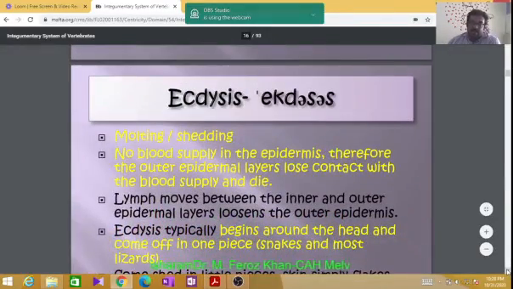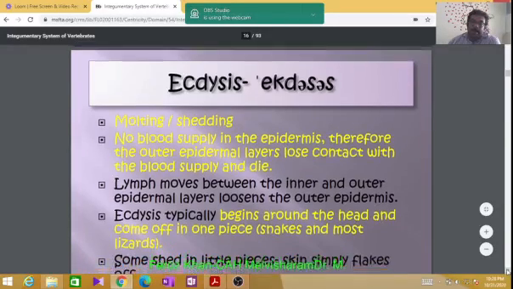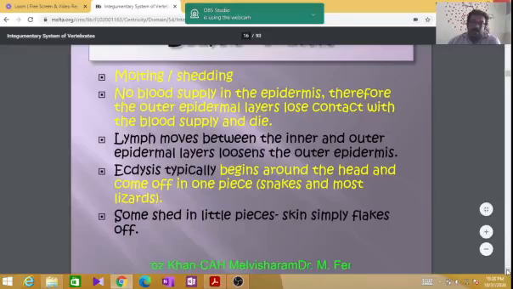Ecdysis. It is the molting or shedding of skin. Why does it happen? Because there is no blood supply in the epidermis, the outer epidermal layers lose contact with the blood supply and die. Lymph moves between the inner and outer epidermis layers to loosen the outer epidermis.